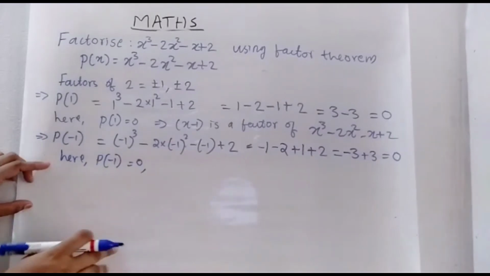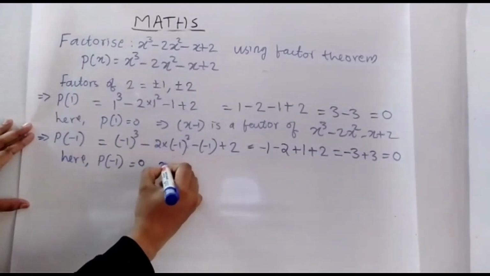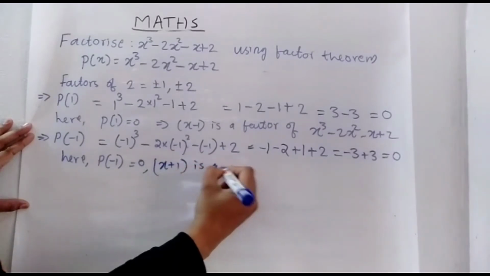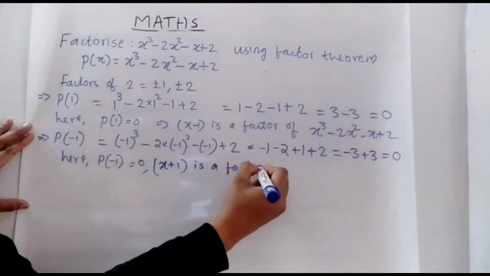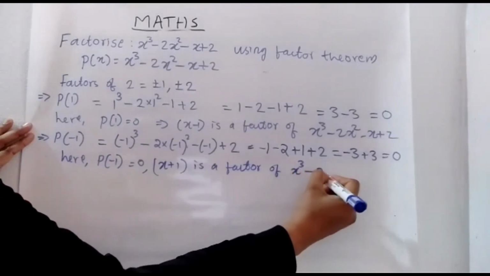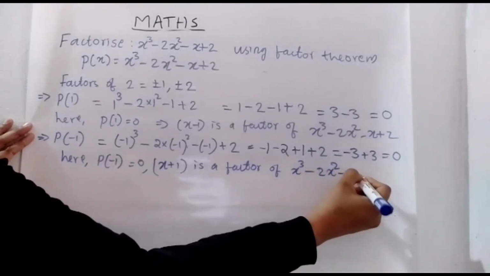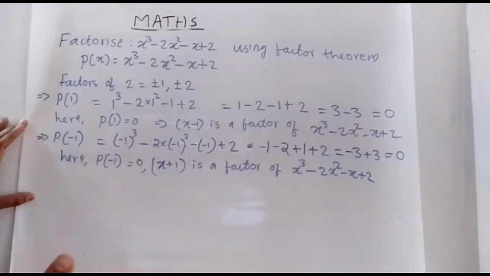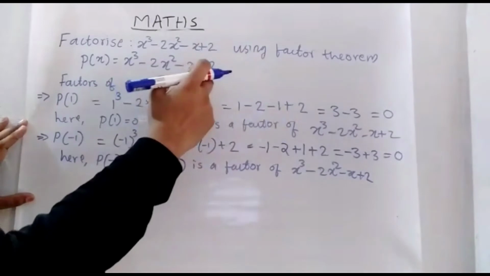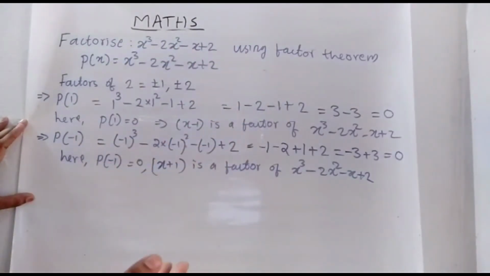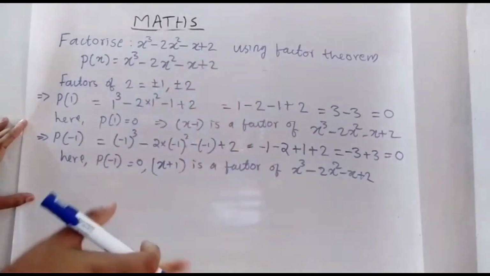Then what should we write? Yes, x plus 1 also. X plus 1 is a factor of this polynomial x cube minus 2x square minus x plus 2. So then next step what? We need to check more terms. That means p of 2 and p of minus 2, or do we stop here?